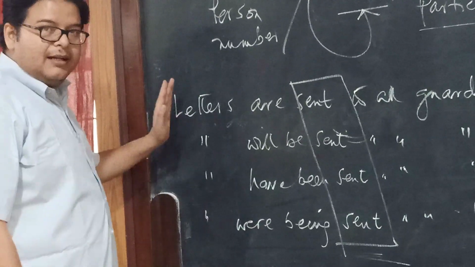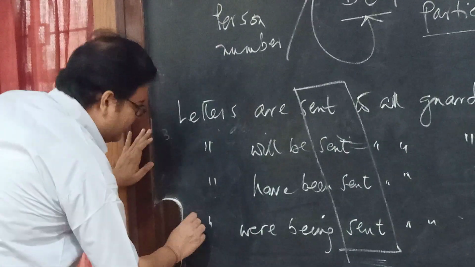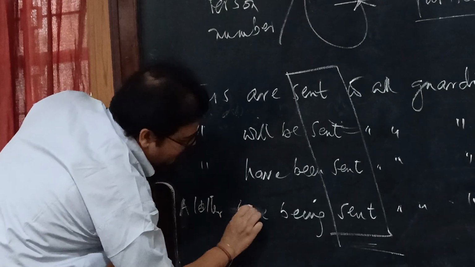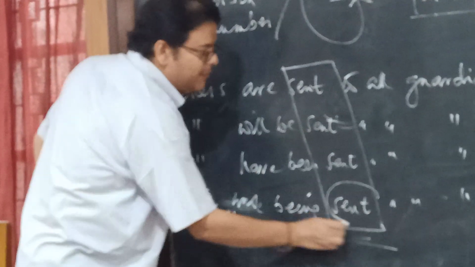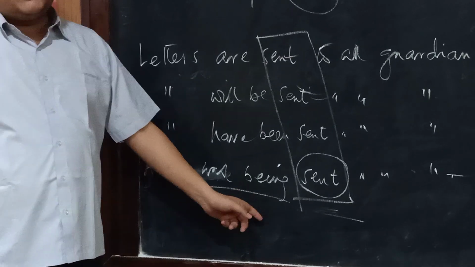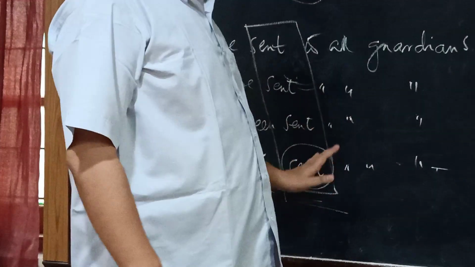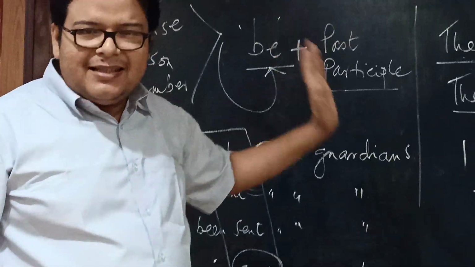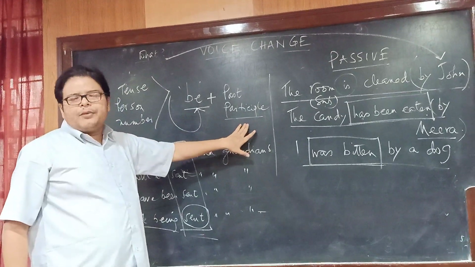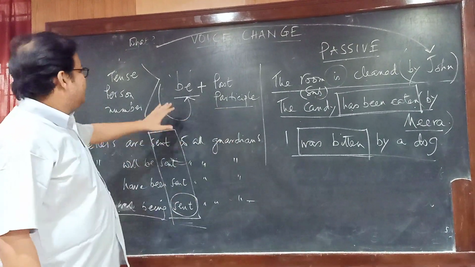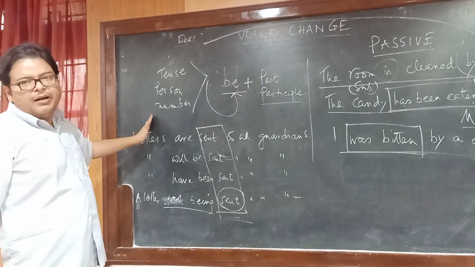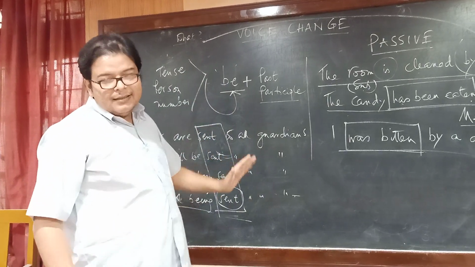Right? If you change the number of the subject, so if it is a letter, you have to write was being sent. So sent again remains the same, the be verb changes. Since this is a singular subject, it becomes was being. So my point is, in order to write sentences in the passive voice, you need this structure: be verb plus the past participle form of the main verb. And the be verb changes depending on tense, person, number. The past participle form remains the same.